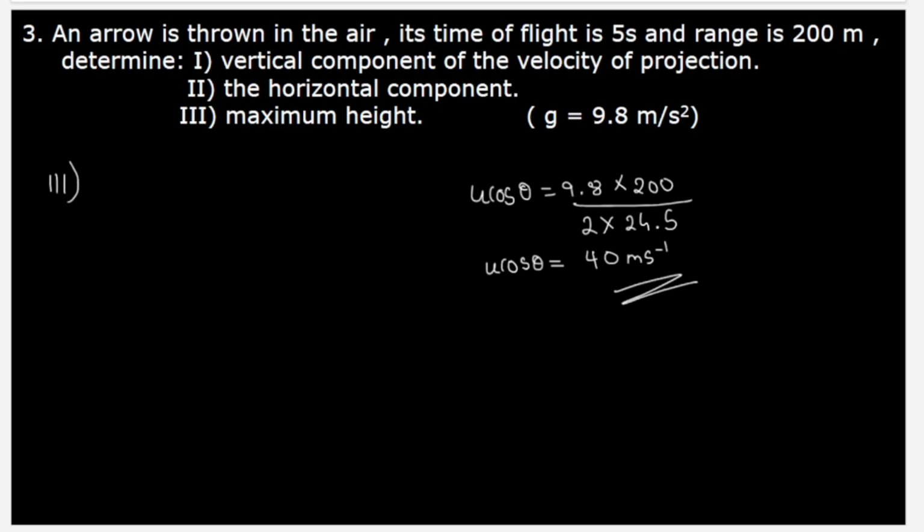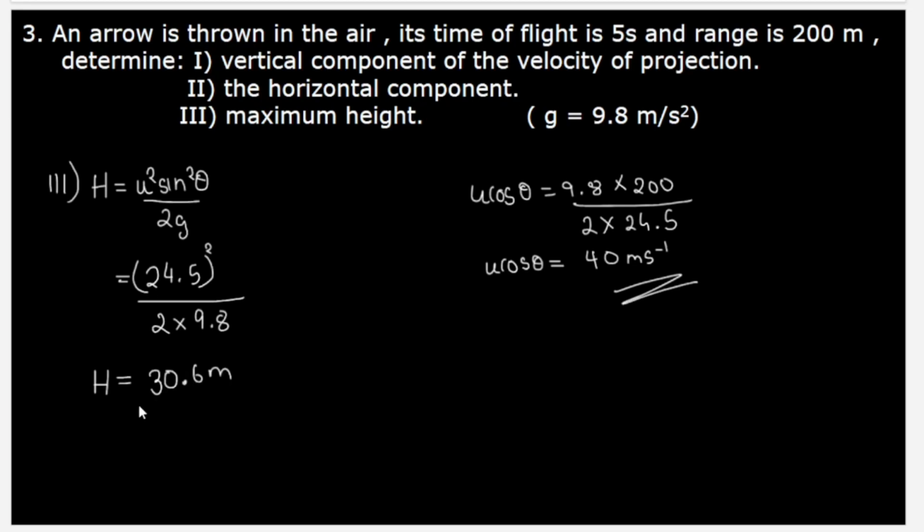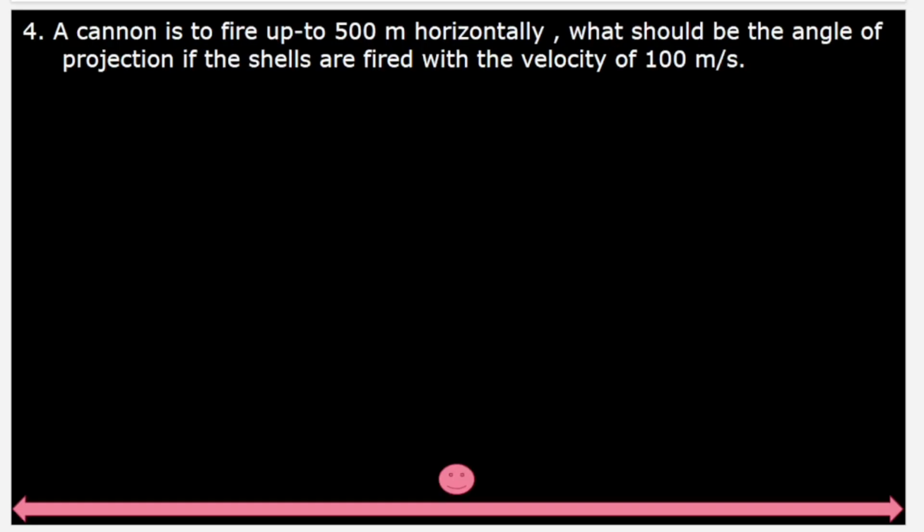The formula for maximum height is h is equal to u square sine square theta by 2g. Putting in the values we get 24.5 whole square by 2 into 9.8. Further solving this we get h is equal to 30.6 meters. Final answer. Fourth question. A cannon is to fire up to 500 meters horizontally.